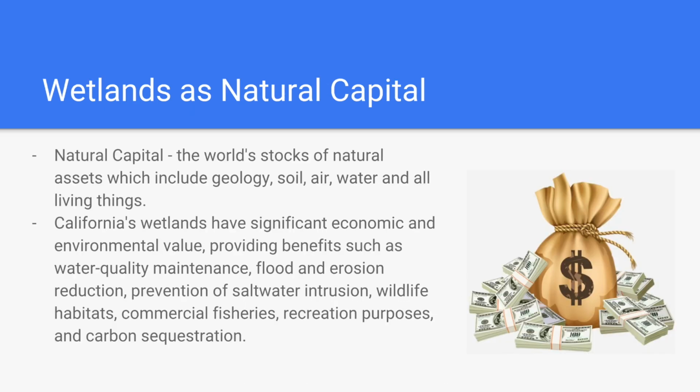Wetlands as natural capital. Natural capital is the world stock of natural assets, which include geology, soil, air, water, and all living things. It is from this natural capital that humans derive a wide range of services that make human life possible. California's wetlands have significant economic and environmental values, providing benefits such as water quality maintenance, flood and erosion reduction, prevention of saltwater intrusion, wildlife habitats, commercial fisheries, recreation purposes, and even carbon sequestration.